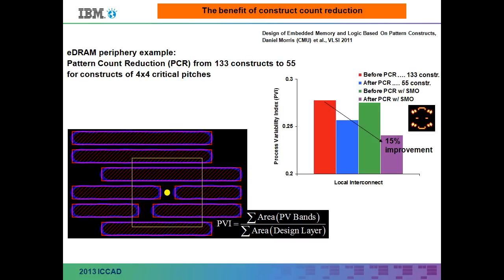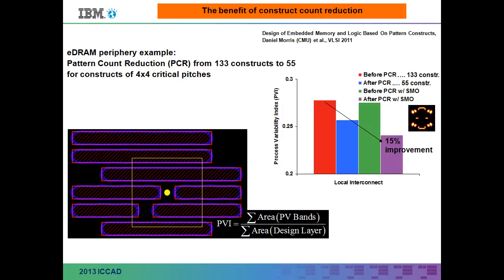So here's a quick summary from some work that we did with Carnegie Mellon University, where in this case we were looking at the support circuitry of an embedded DRAM, and I guess it's a local interconnect level. And we looked at how many of these 4-pitch by 4-pitch shapes or constructs are in this design. We started out with 133, and then the hard-working graduate students at CMU redesigned this thing and got it down to the same design, same functionality, but made up of only 55 of these constructs. And you can see the benefit in this bar chart.